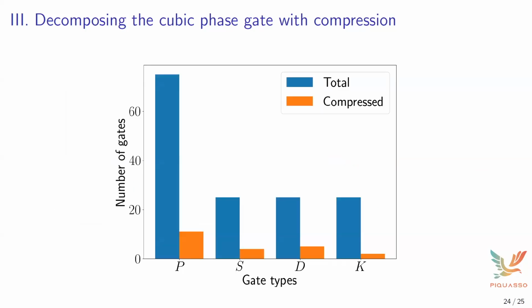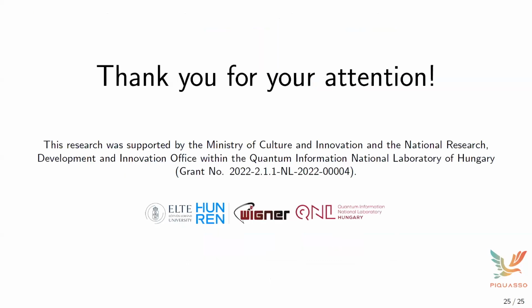And this is another diagram which shows that there were many gates, but we were able to reduce it to not so many gates. So the orange is the compressed amount. So yeah, thank you for your attention.